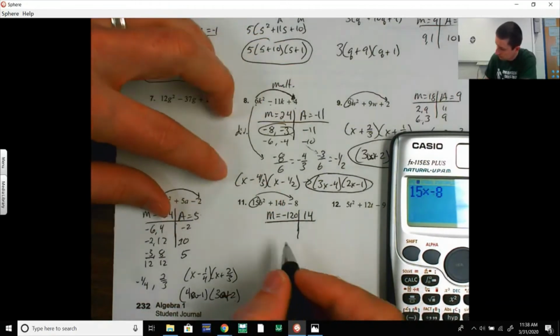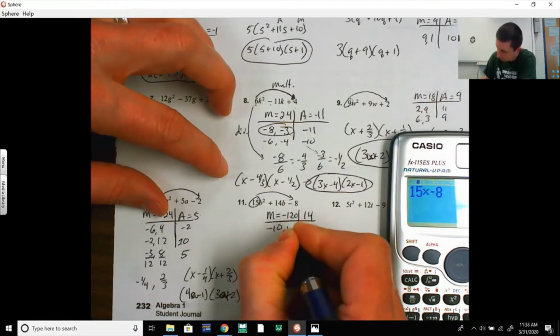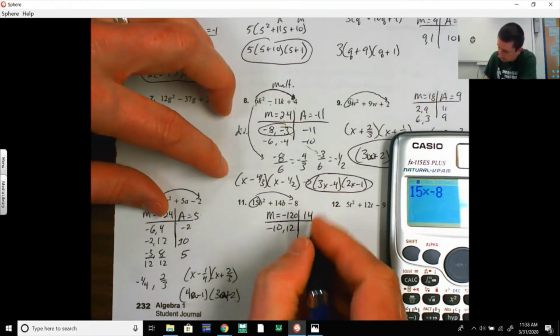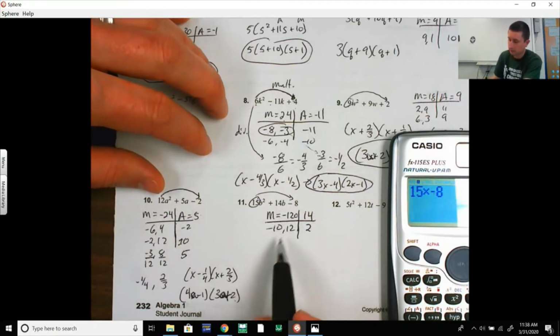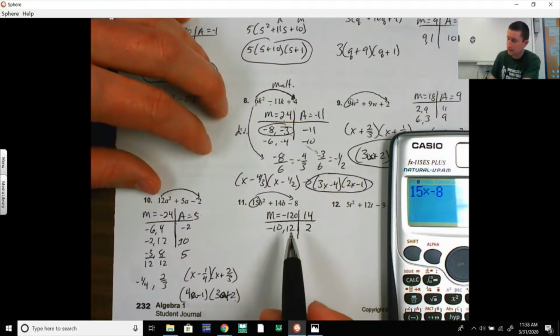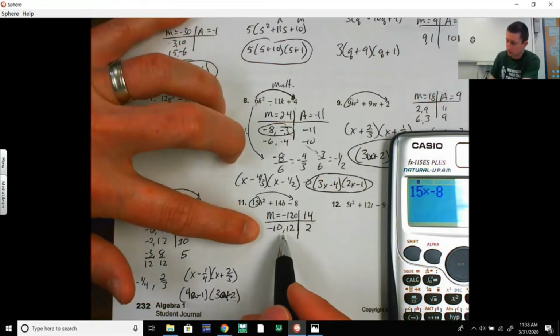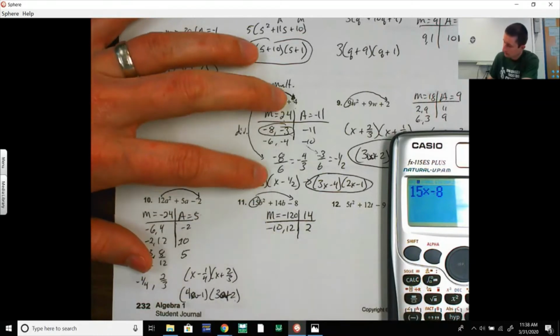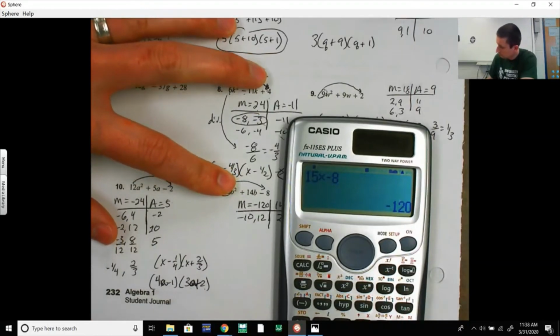So negative 120, it ends in a 0. So I know I could use a 10, a negative 10, and a 12. Negative 10 and 12 add to 2. Now remember, if this is adding, multiplying to a negative, one has to be negative, one has to be positive. The difference between the numbers has to be 14. So I need numbers farther apart, because those are only 2 apart.